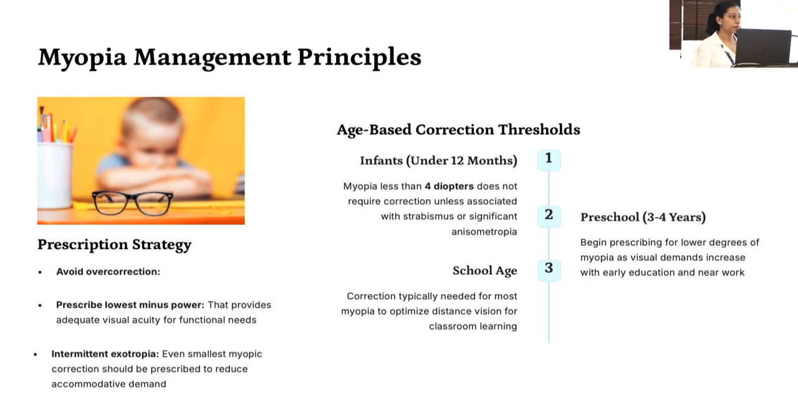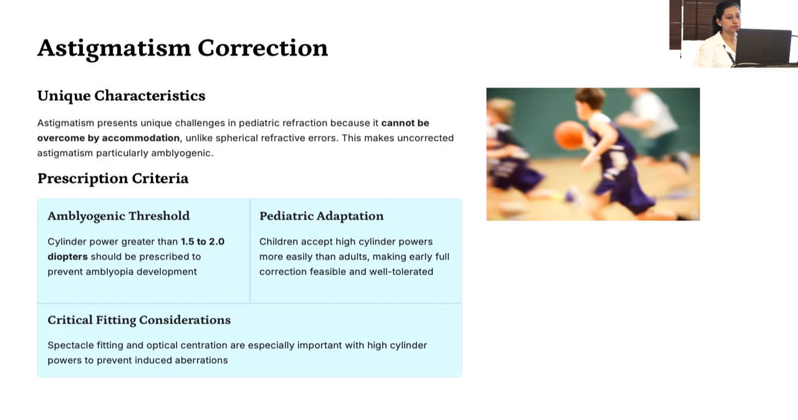Myopia management, on the other side, you should always avoid overcorrection. You prescribe the least possible minus power to the kid. But if there is any intermittent exotropia, even if the myopia is very small, it has to be corrected. So myopia less than 4 diopters in infant does not require any correction usually. In preschool children, you prescribe the lower degrees for myopia to match their visual demands. And in school age, it has to be corrected to optimize the distant vision as well as the classroom learning.